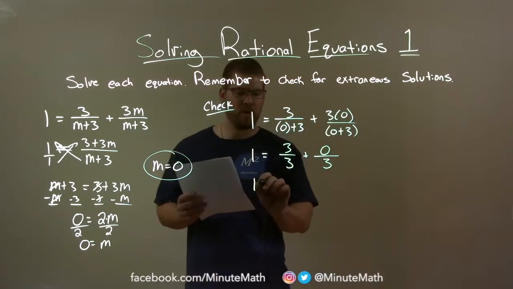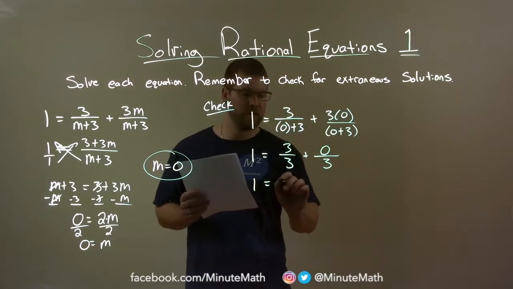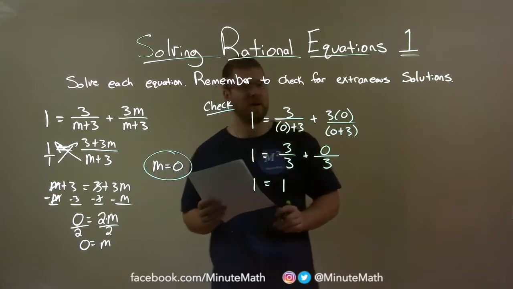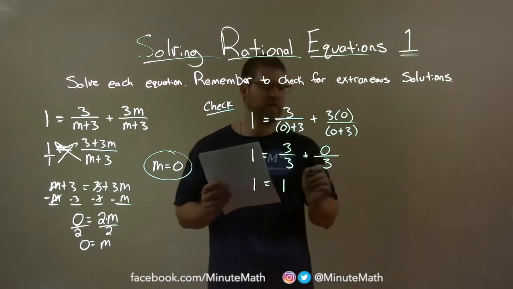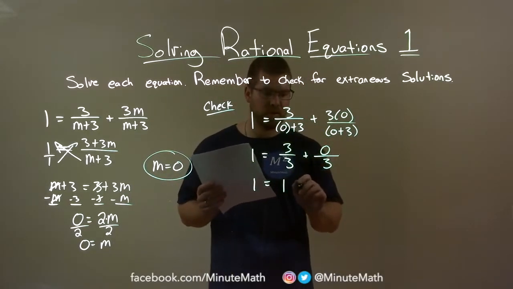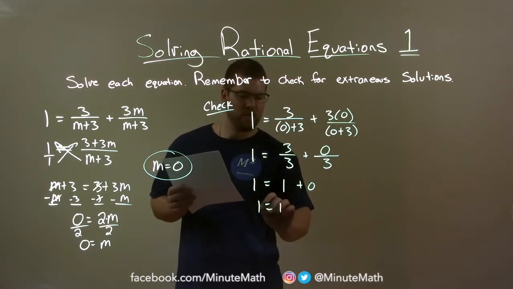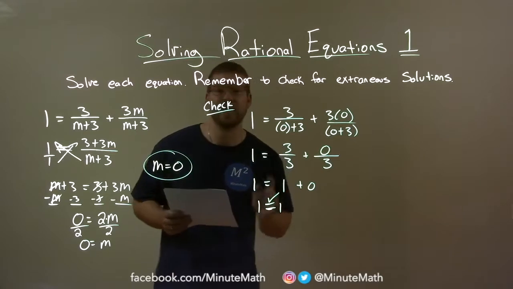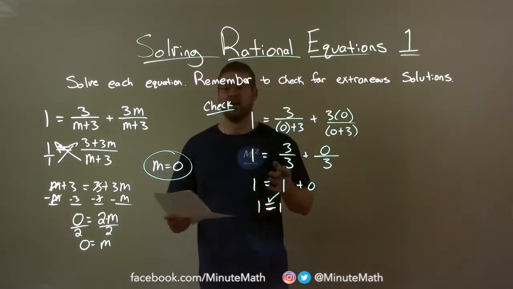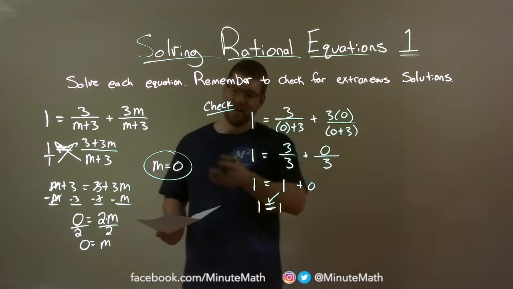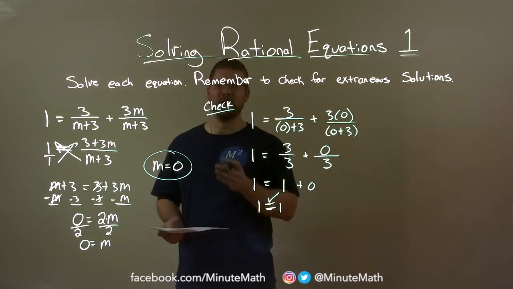Keep simplifying. 1 equals 3 divided by 3 is 1. Anything divided by itself is 1. And 0 divided by 3 is 0. We have plus 0 here. 1 plus 0 is 1. And so my left and right hand side are equal. What that tells us is that we don't have an extraneous solution, and our solution, m equals 0, is our final answer.